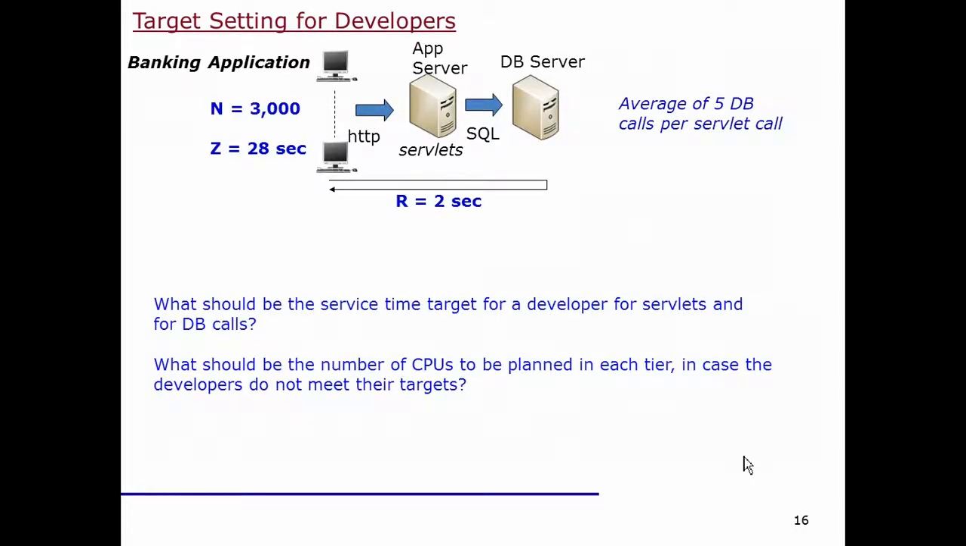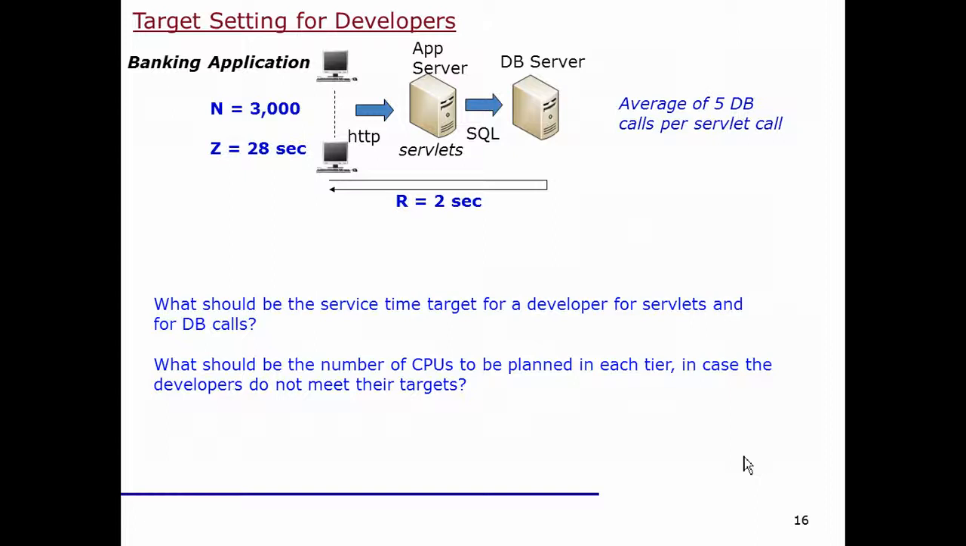So let's take an example. Let's say you're given a banking application with a workload of 3000 users with an end-to-end response time of 2 seconds and a think time of 28 seconds. And let's take a very simple case that for a given request or a given service call, there is a single servlet, and that servlet makes 5 database calls on the average.